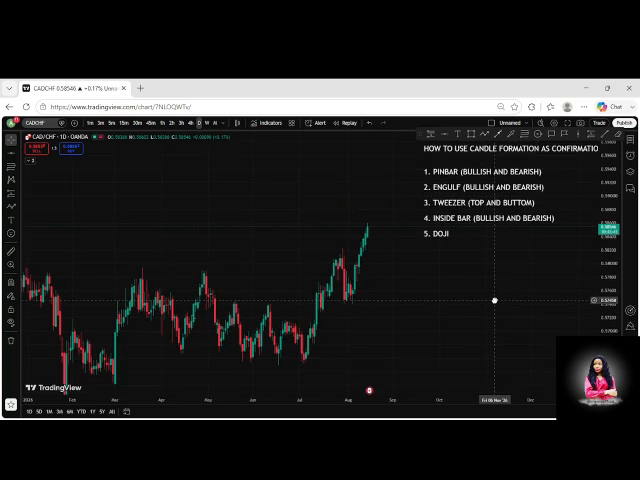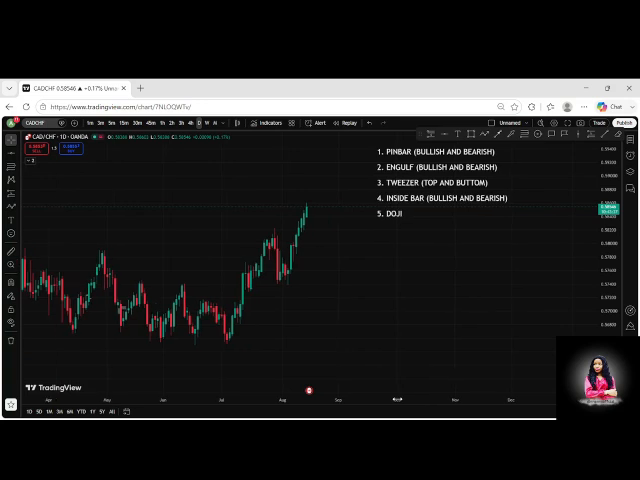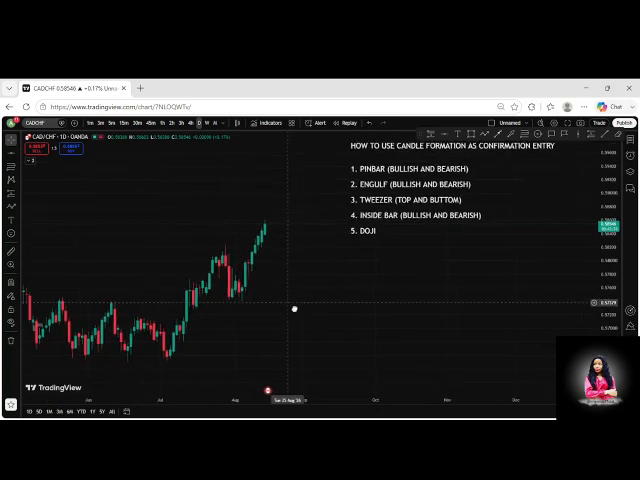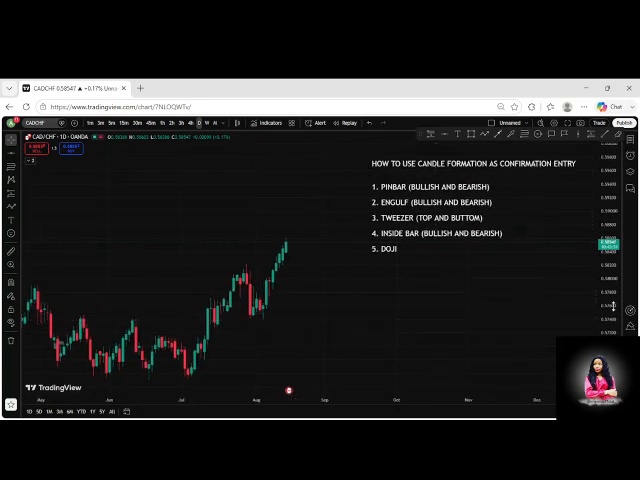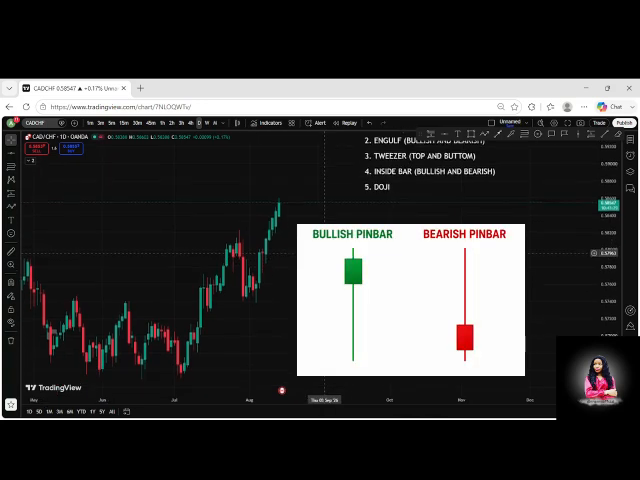Now, let's use Pinbar, the bullish Pinbar. First of all, when we say Pinbar, what does a Pinbar mean? A Pinbar is simply a single candle that is standing, whereby either the buyer or the seller overpowered the other. It's either the buyers overpowered the sellers or the sellers overpowered the buyers.